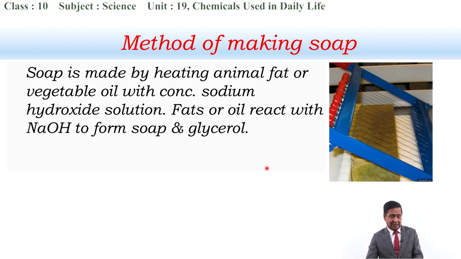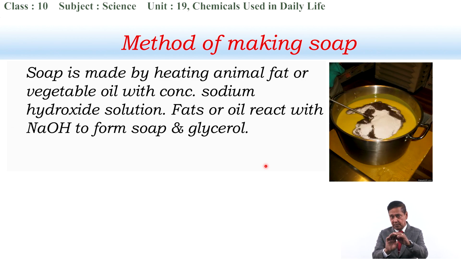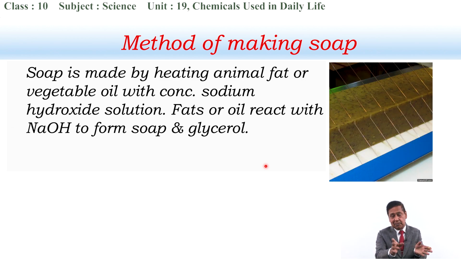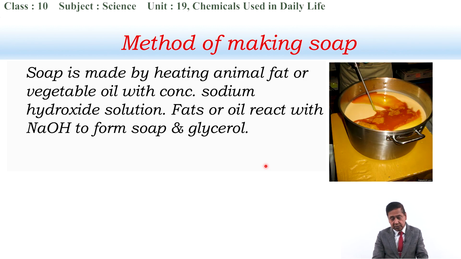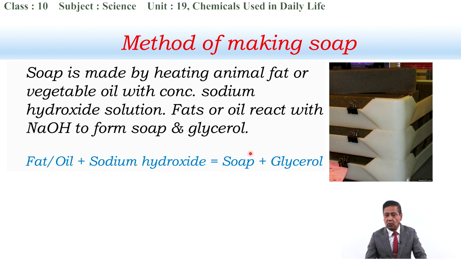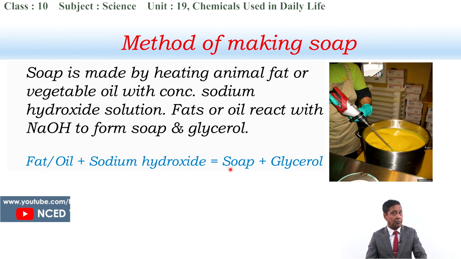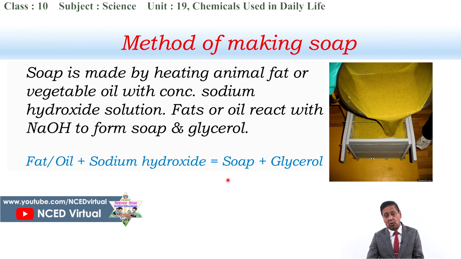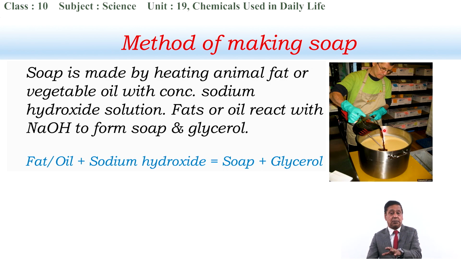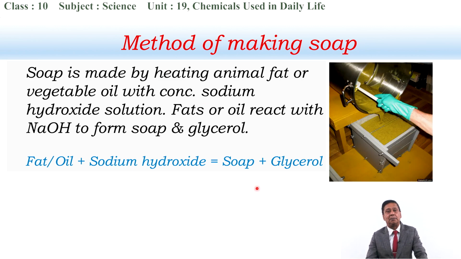A reaction can be represented in three different ways: one is a word equation, another a formula equation, and another a balanced chemical equation. Since the balanced chemical equation is not given in your book, I want to represent it with the word equation. Fat and oil, when they react with sodium hydroxide, form soap along with glycerol. And soap is separated from the mixture and molded into different shapes according to our requirement. This is the method of making soap.